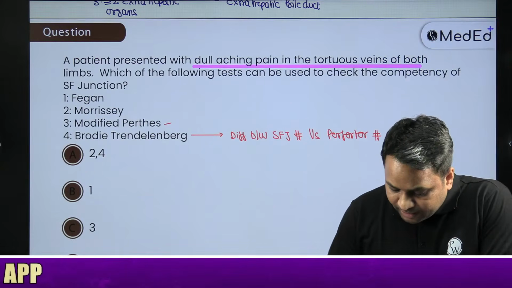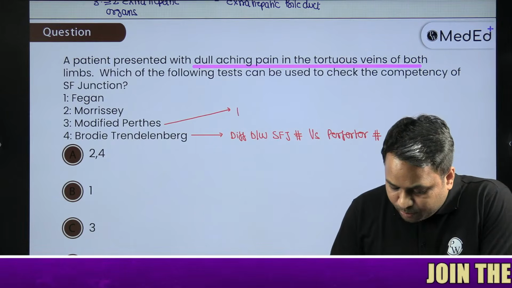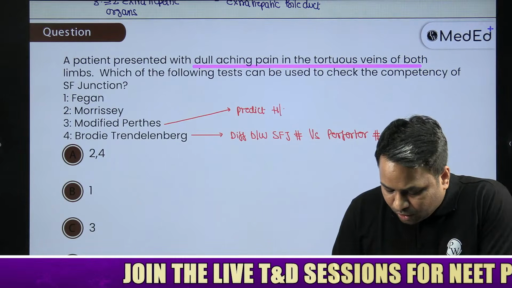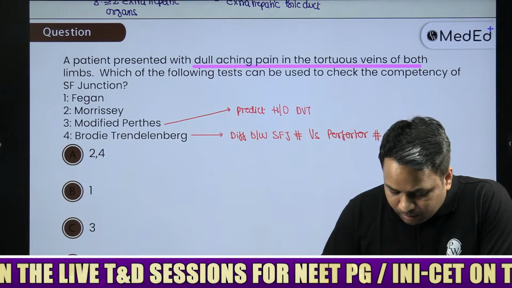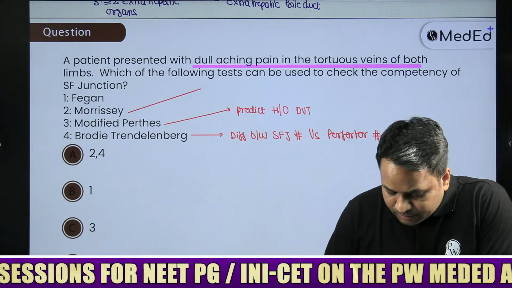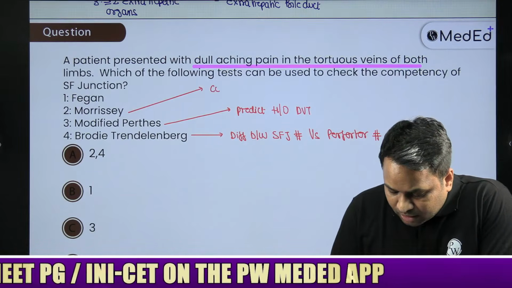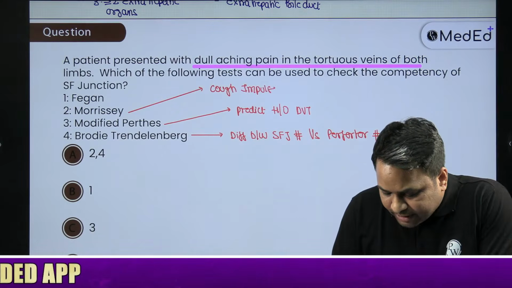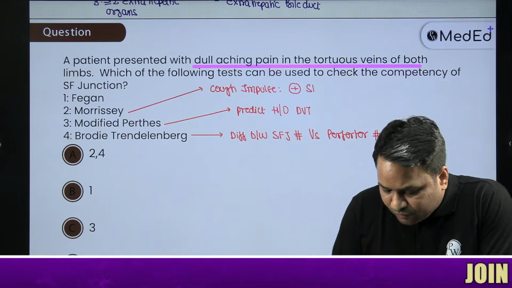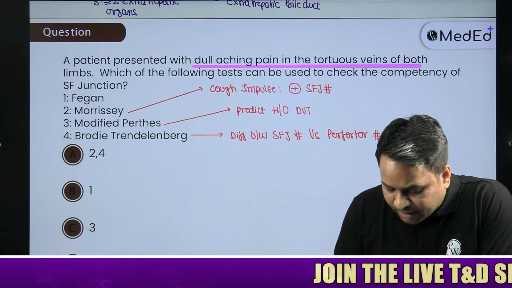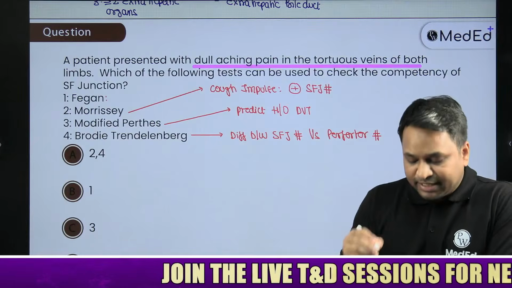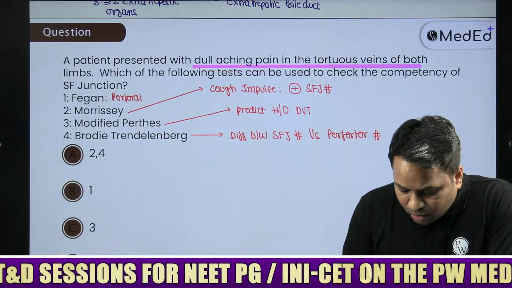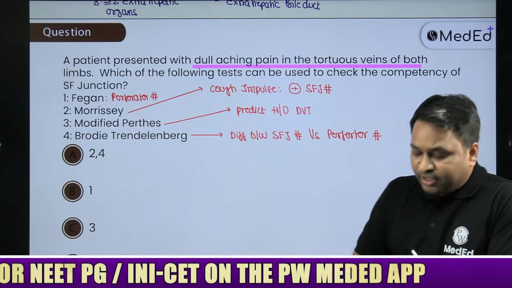The modified Perthes test is to predict the history of DVT. Morrissey's is a cough impulse. This is a cough impulse. It is positive if the saphenofemoral junction is incompetent. Fagan's test is a crescentic defect. This is for perforator incompetency.